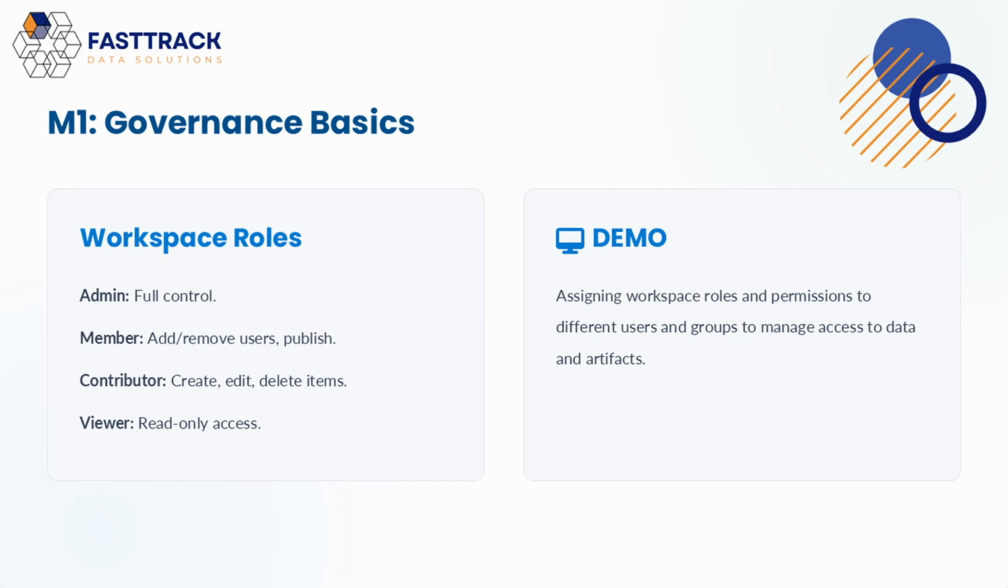Finally, for Module 1, we also cover basic governance. Fabric uses standard workspace roles, including admin with full control, member with publish and manage access, contributor with create, edit, and delete items access, and viewer with limited read-only permission. Let's jump to our demo.